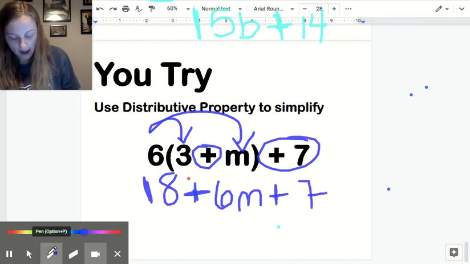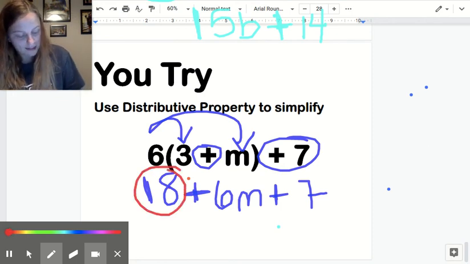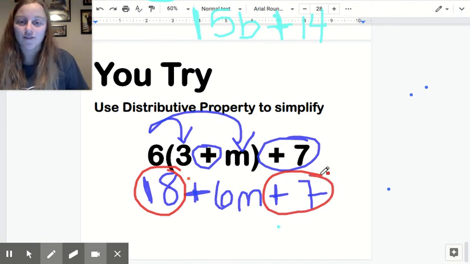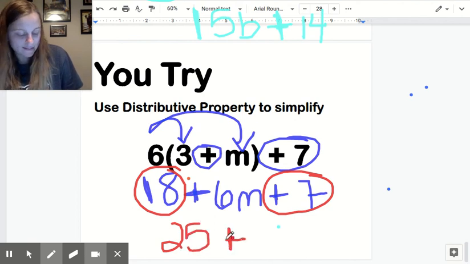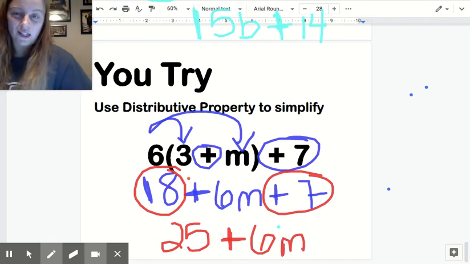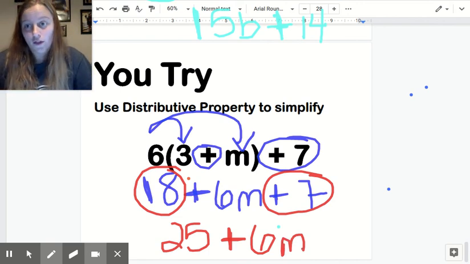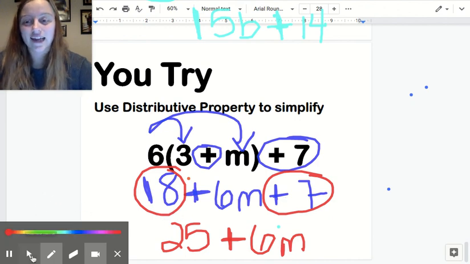Now I see that I have some like terms that could be combined. I have 2 constants here, an 18 and a plus 7. 18 plus 7 is going to give me 25. And then that 6m, there's no other m's, so that just stays plus 6m. I can't do anything with that 6m. So 25 plus 6m.